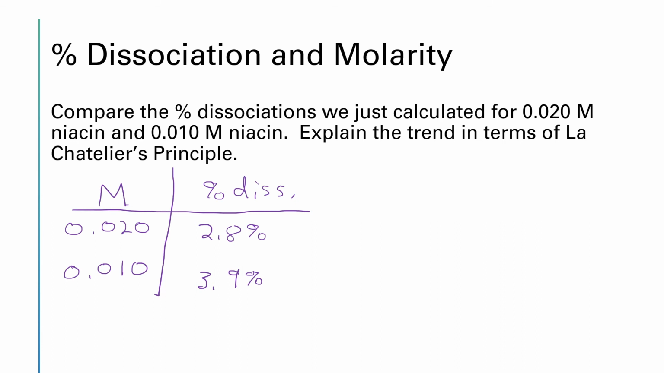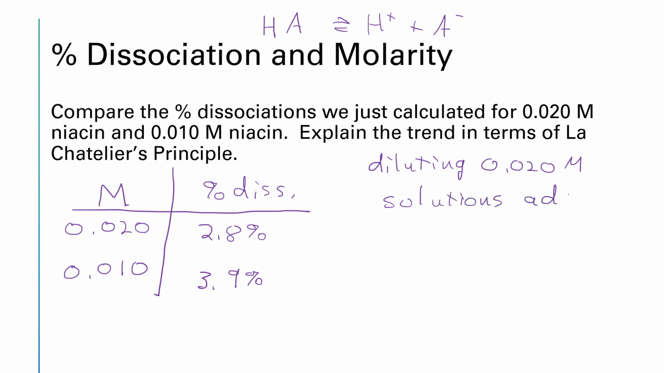Well, think about this. Our equilibrium currently is HA in equilibrium with H plus A minus. In this case, we are essentially changing the volume by performing a dilution. If we take a 0.02 molar solution and dilute it to a 0.01 molar solution, as we dilute it, we're adding more solvent, which increases the volume of the solution. So as we go from diluting this 0.02 molar solution, that adds solvent. And as we add more of the solvent, that increases the volume of the solution.